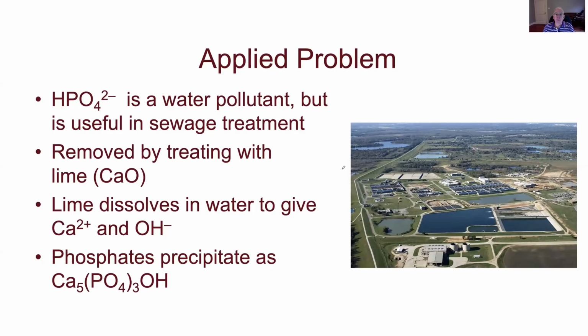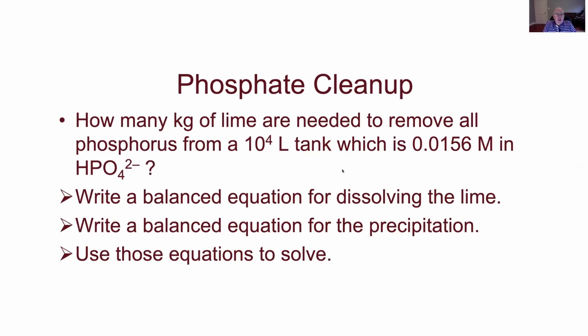So, part of the problem involves this. The question is, how many kilograms of lime would I need if I was at a step in the water treatment process where I wanted to remove all of the phosphorus from a 10,000 liter tank, which has that molarity there, 0.0156 molar concentration of hydrogen phosphate ions? So I want to remove all of those phosphate ions, get them into the solid phase.